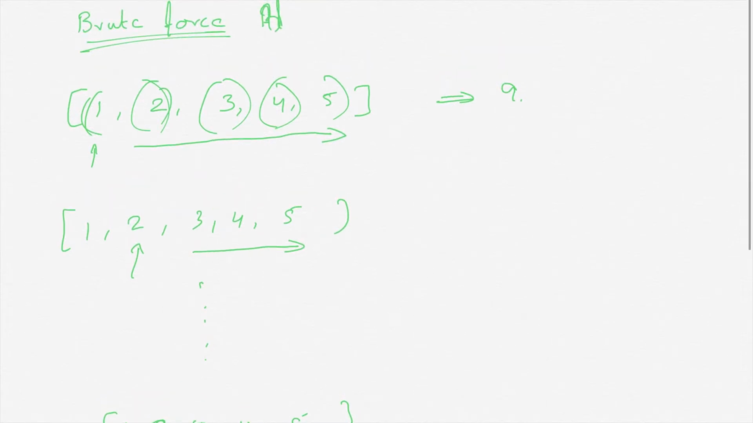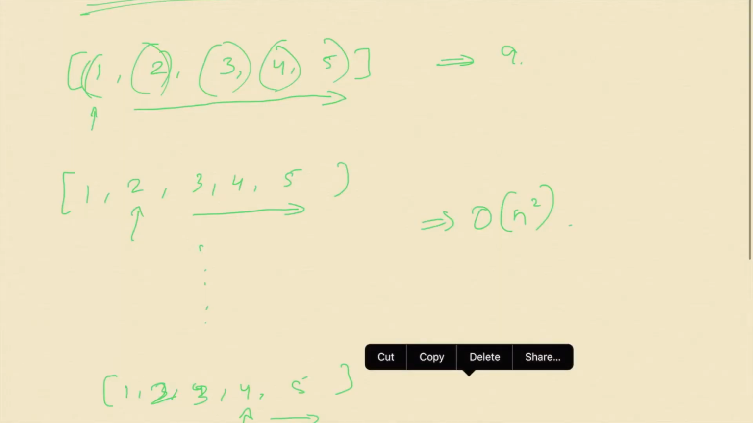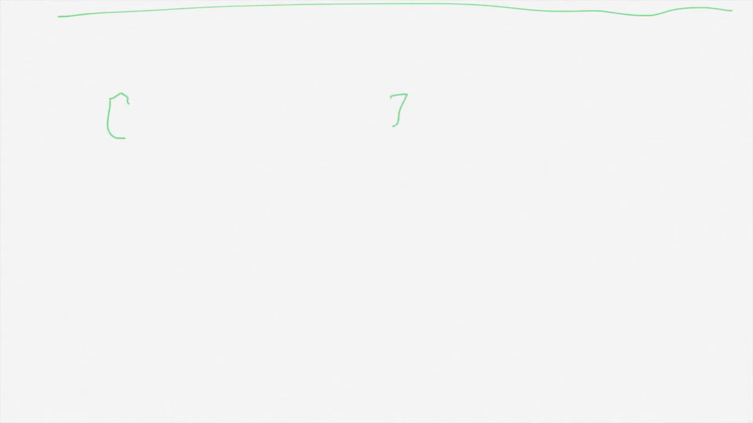But this involves a time complexity of order of n square. So let's see if we can do this in order of n. The next algorithm: let's take the same array 1, 2, 3, 4, 5, and the target is 9.